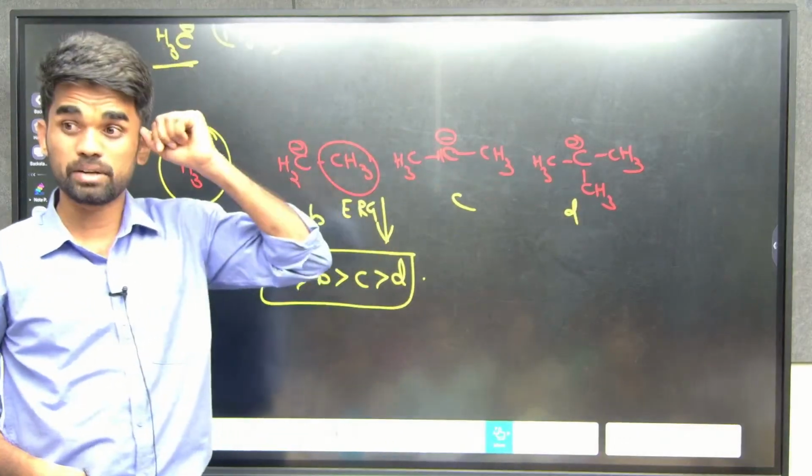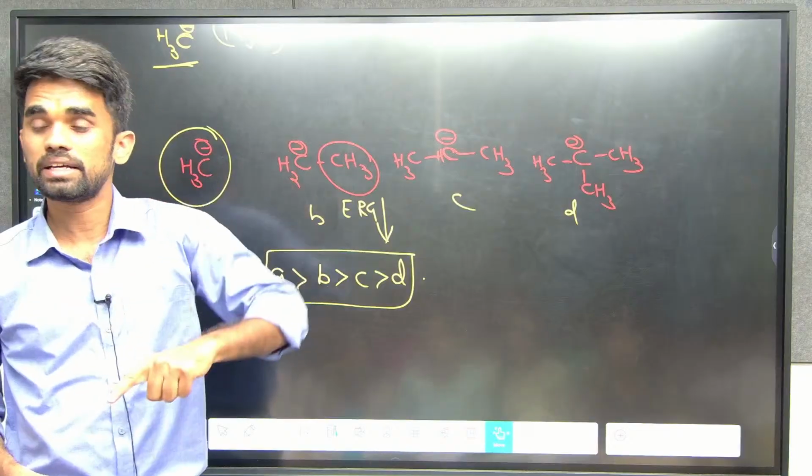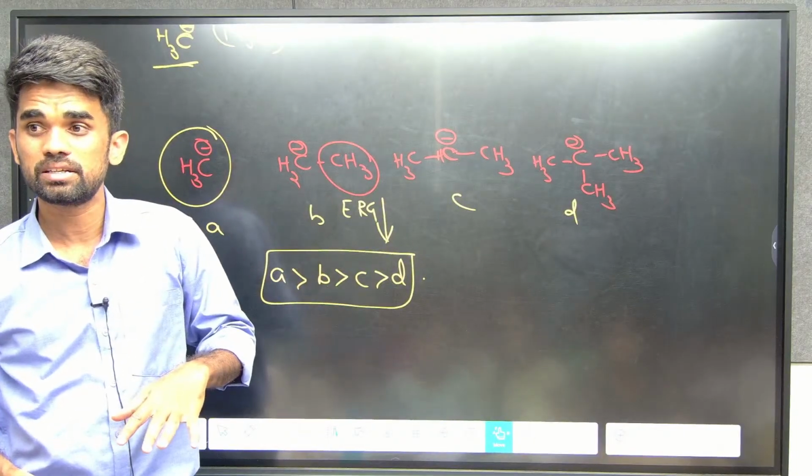Next, what about free radicals? Same as carbocation, but free radicals are paramagnetic, because free radicals have how many electrons?